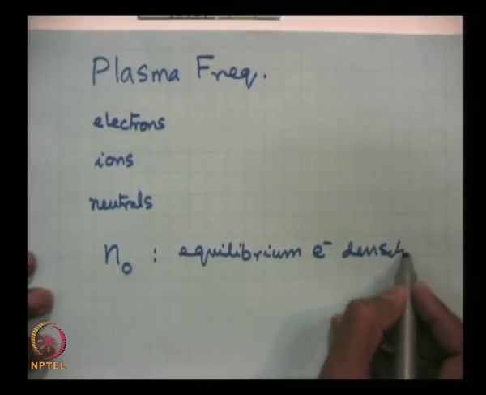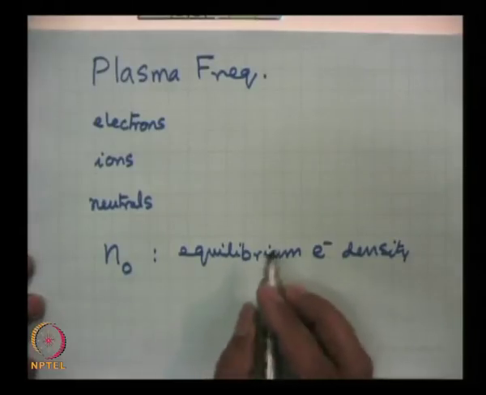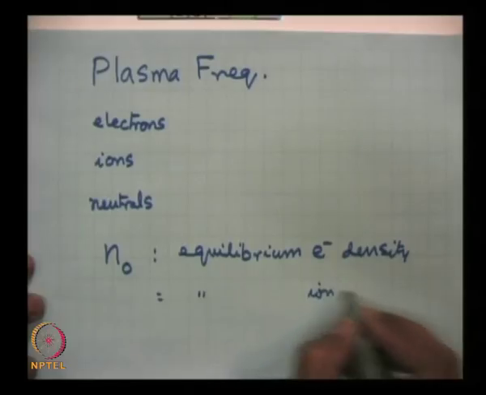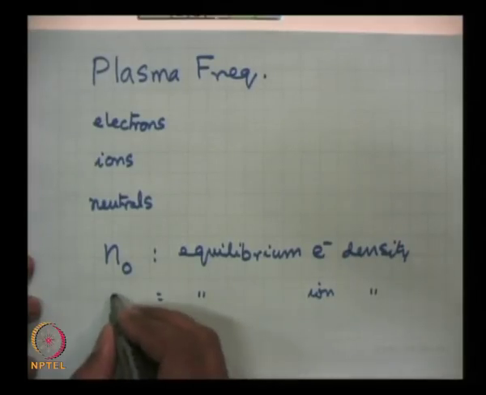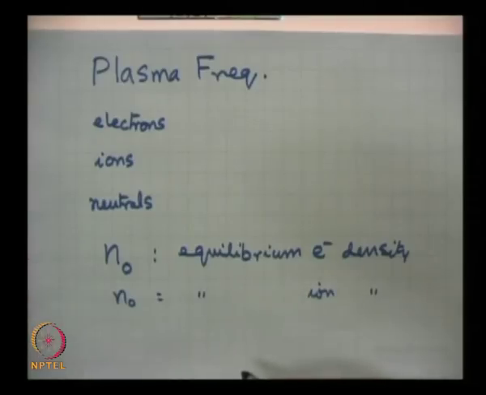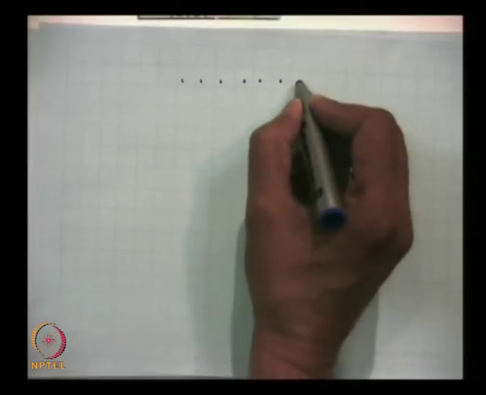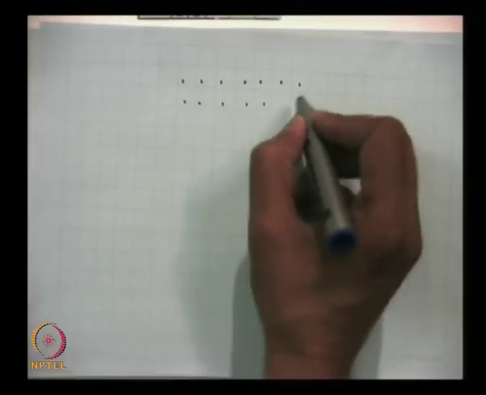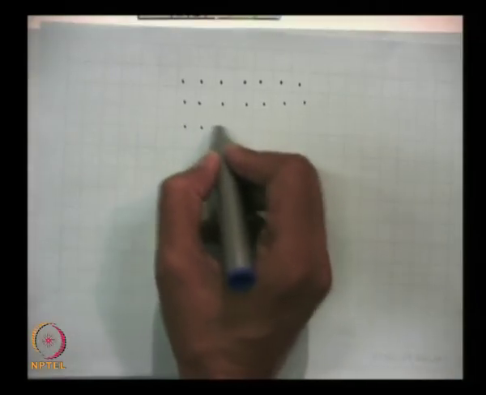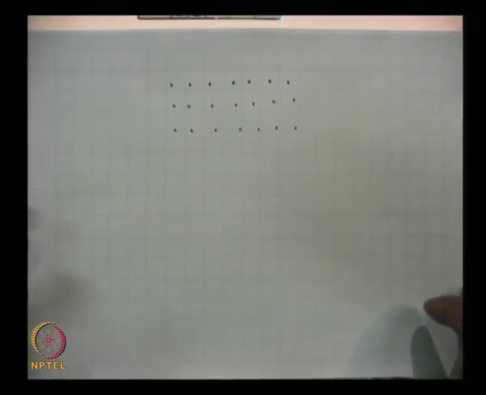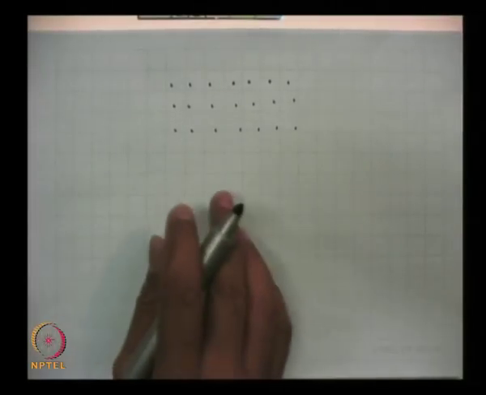And the same, obviously, because I am considering the plasma to be electrically neutral, equal to equilibrium ion density. So, N0 is also the equilibrium ion density. Now suppose I have a plasma in which electrons and ions are equally distributed all over, moving with thermal velocity. I do not treat them as a lattice; they are moving all over randomly, but on average the density is N0.